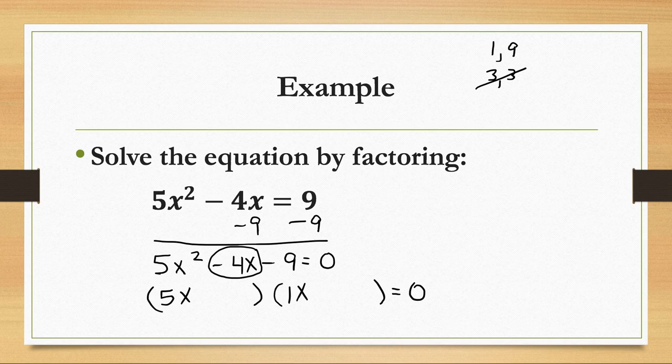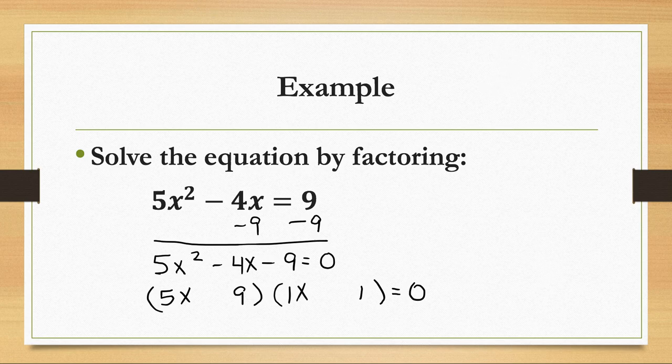All right, so I'm going to try it by putting a 9 here and a 1 here. Let's check our outside and inside terms again. 5x times 1 is going to give me 5x. Inside terms, going to give me 9x. Can I add or subtract 5 and 9 to make 4? Yes, so we know now that we have the right numbers in the right spot.